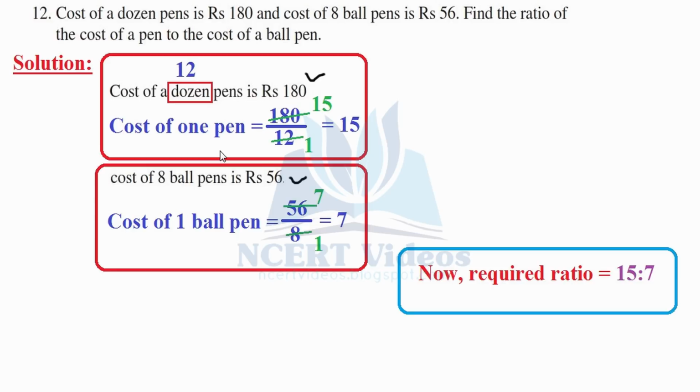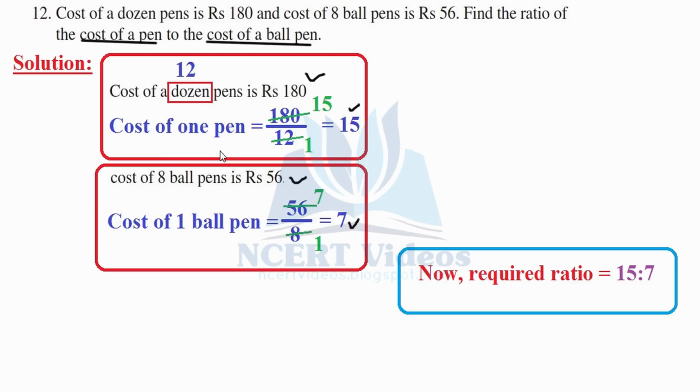Now what we will do, we have to find the cost of 1 pen and 1 ball pen. So 180 by 12 gives you cost of 1 pen, that is 15 rupees. Similarly, cost of 1 ball pen will be given by 56 upon 8, so 7. Now the required ratio is 15 is to 7.